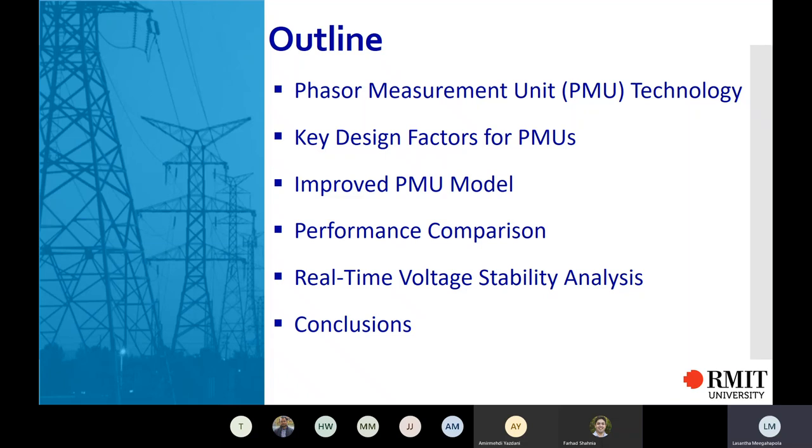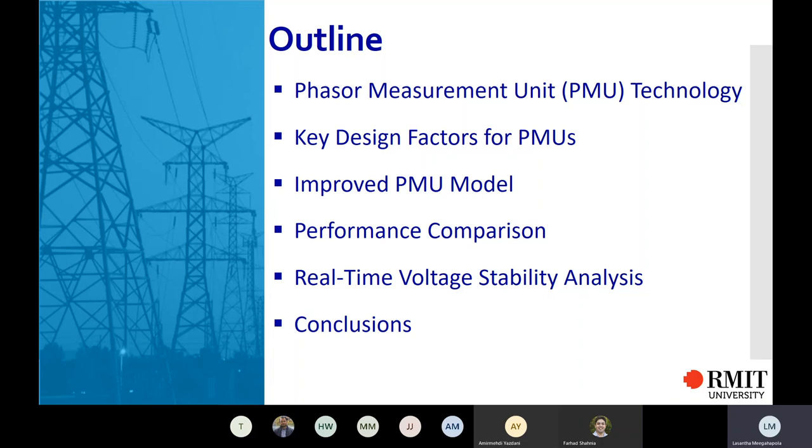So in today's presentation, I'm going to cover these topics. First, I will introduce you to the basic structure of the phasor measurement unit technology. Then I will briefly discuss the key design factors. After that, we have developed a PMU model, which can be used for simulations, and in fact, it is an improved model of the basic model given in the standard. Then I will show you some performance comparison with the different types of PMU models. After that, I'm going to show a case study related to real-time voltage stability analysis. So this is the basic outline of my presentation.